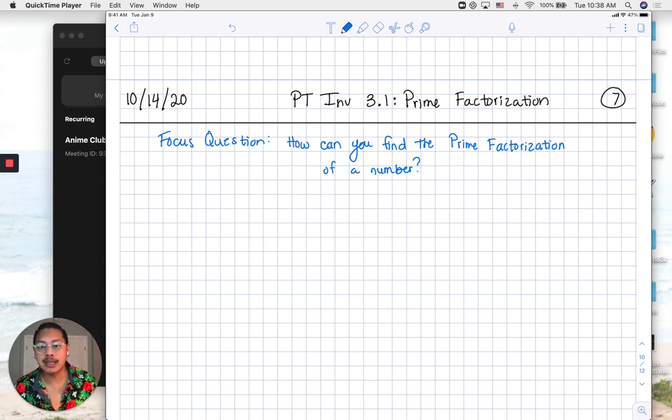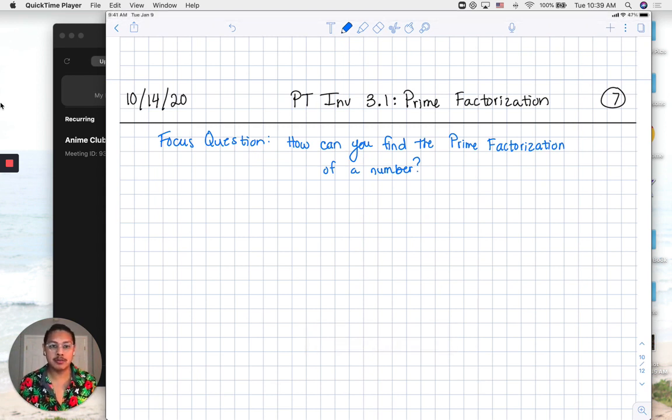We are talking about this very big word called prime factorization. Yeah, we're going to talk about it. You may have seen this on your i-Ready test, but now we're going to talk about it. So, our focus question, if you could go ahead, pause the video, write this down, please. How can you find the prime factorization of a number?